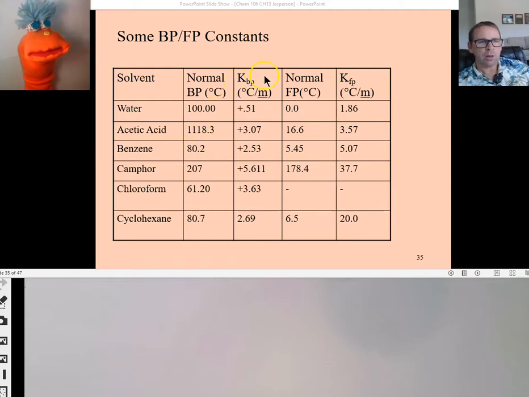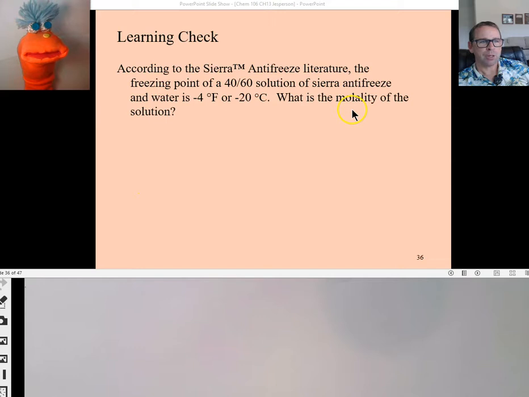So here are the constants associated with the boiling point for the different compounds that you might put into different solvents, in this case, water. And here is the K for the freezing point, how it shifts the freezing point using these different solutes. So here's an example of how we use this.